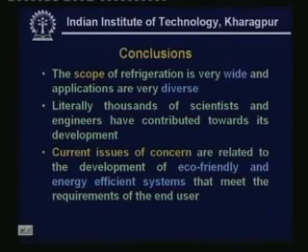And right now, as I mentioned, the issues of concern are, first, energy efficiency, and second, eco-friendliness. That means the refrigerant systems that you are using should be eco-friendly. They should not create any damage in the environment. These are the important concerns, and people are working to develop systems which are both eco-friendly as well as energy efficient.